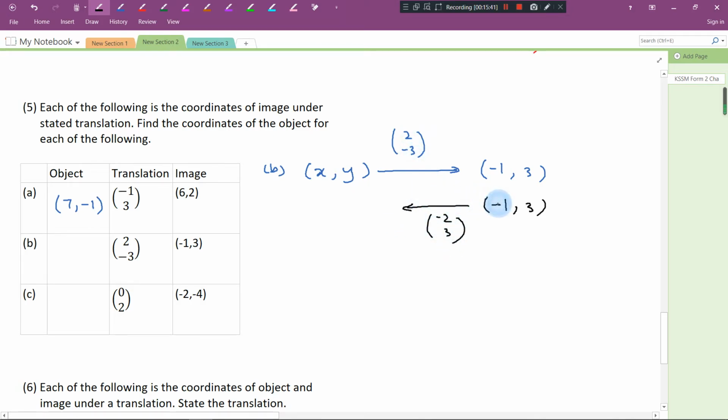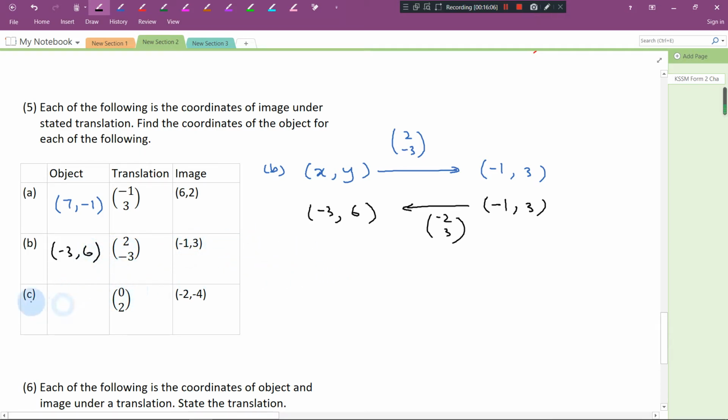Okay, -1. This one you have to be careful. -1, -2 will give you -3, right? Okay, 3 plus 3 will give you 6. Okay, so this is -3, 6. Okay, let me double check again, correct or not. -3 plus 2, -1, yes. 6 minus 3, 3. Okay, correct.